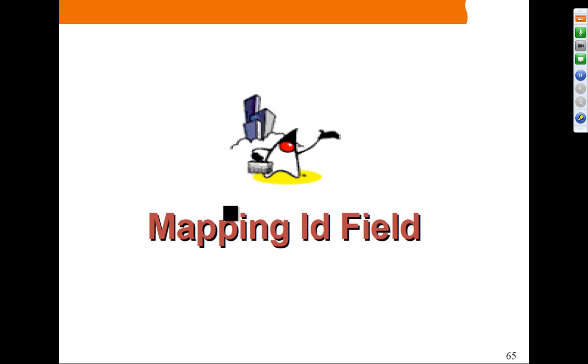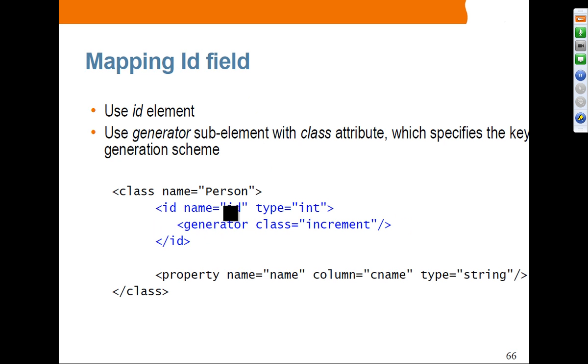Okay, so moving forward, mapping the ID field. The ID field is special, so you can specify which field of your Java class is supposed to be used as an ID. So you are going to use the ID sub-element, and then you can also use a generator sub-element with a class attribute, which specifies a key generation scheme. We're going to look into a set of key generation schemes, including increment, identity, UUID and things like that, in the following slide.